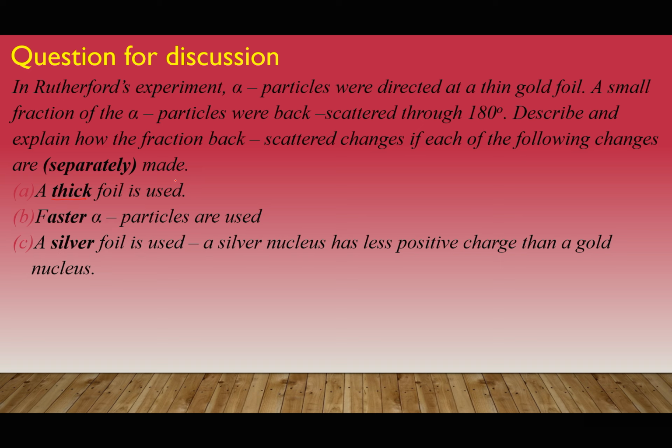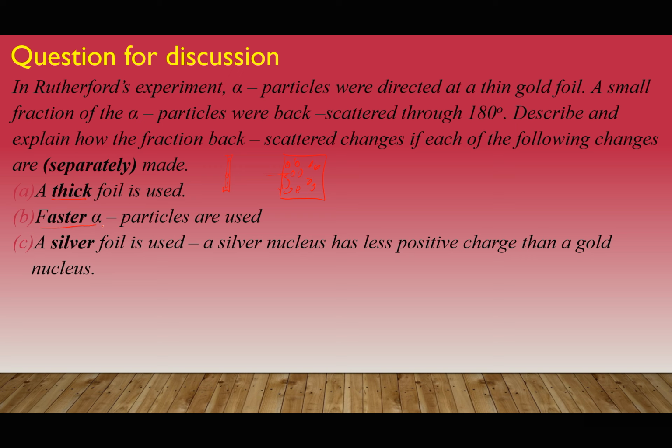So the fraction backscattered increases. We expect more alpha particles to be backscattered if the material is thick, because thickness means more atoms present. More atoms means more nuclei present. If we have a thin material and a very thick material, here we expect fewer atoms, and here we expect more atoms present. So we expect more nuclei in a thicker material, and more deflection through large angles in a thicker material.